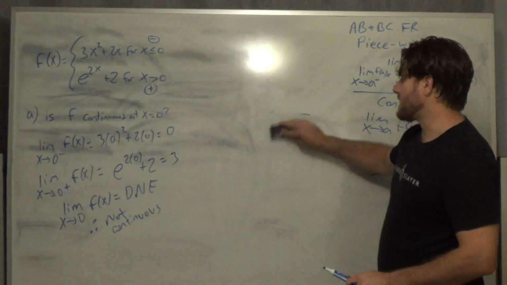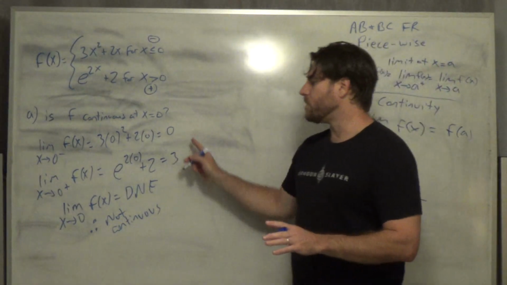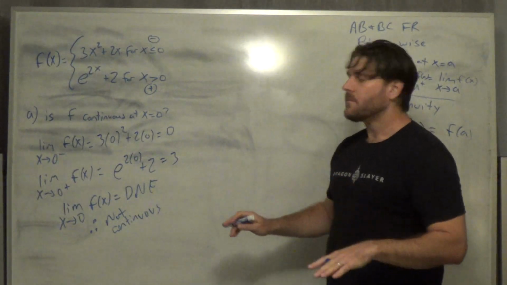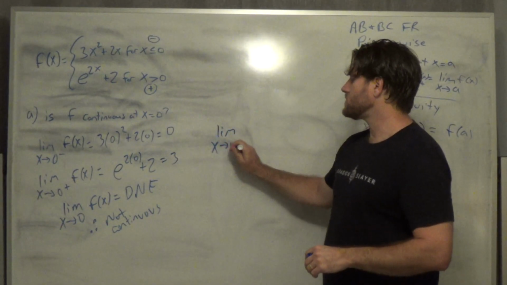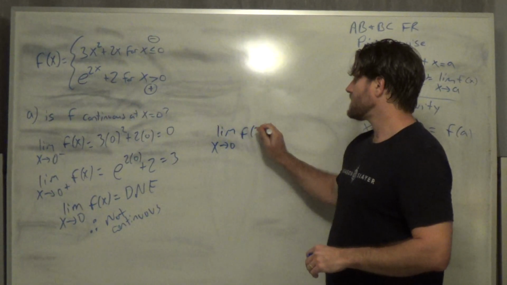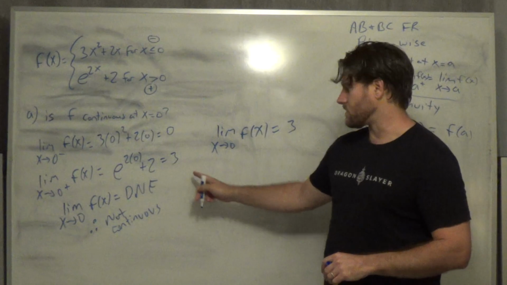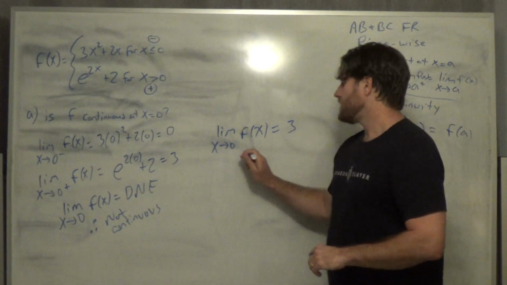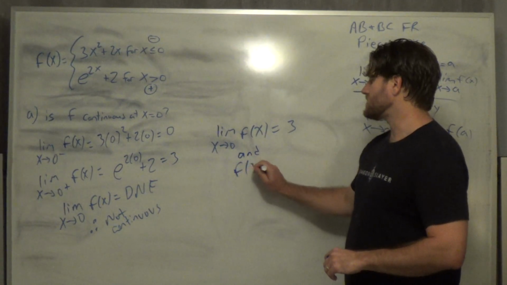I want to show you what you would have done if they were the same. So let's pretend for a moment that these were both 3. They're not. But if they were both 3, you'd say the limit as x approaches 0 of f of x is 3. And again, that would only work if that was 3 and that was 3. And then you would basically show what f of 0 itself is.